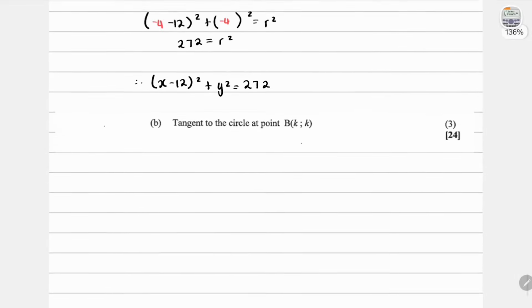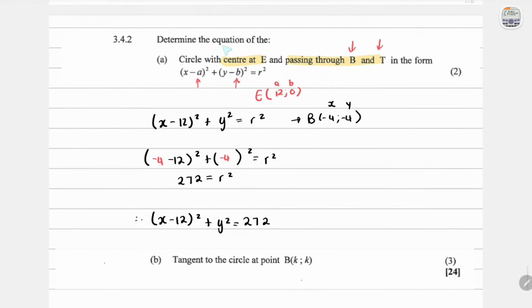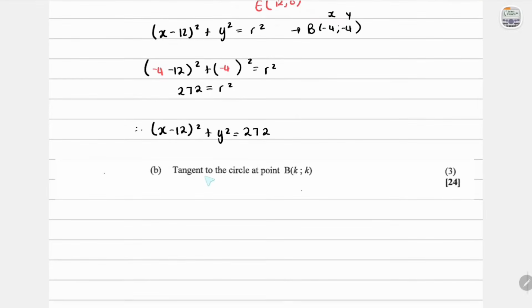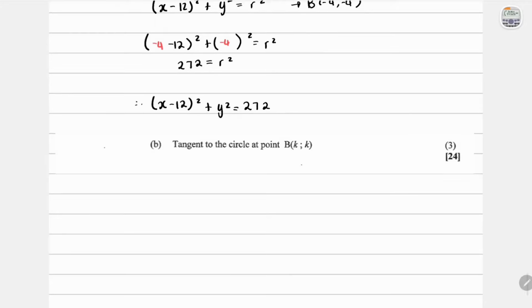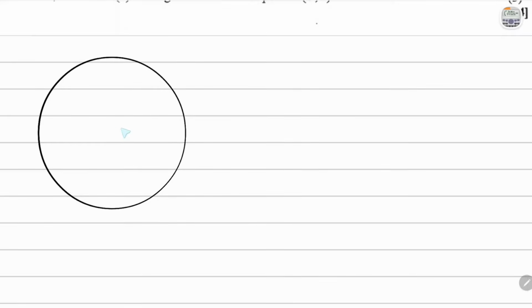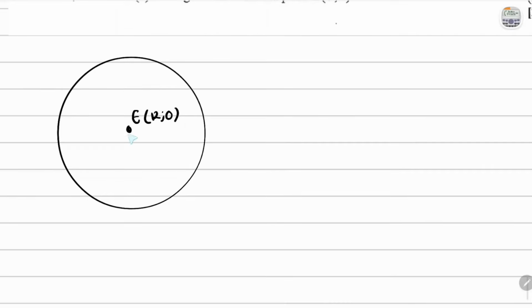Now B, the last question, says we need to determine the equation of the tangent to the circle at point B, which is (k, k). We already have B. So here's the situation we have. We have a circle, right, with E being the center. That was (12, 0). And then we know that B is one of the points on the circumference. And B is (-4, -4). And we just need to find the equation of the tangent to the circle at B.